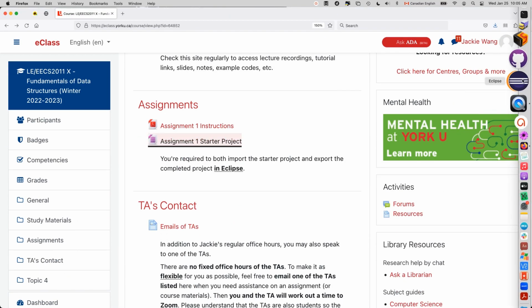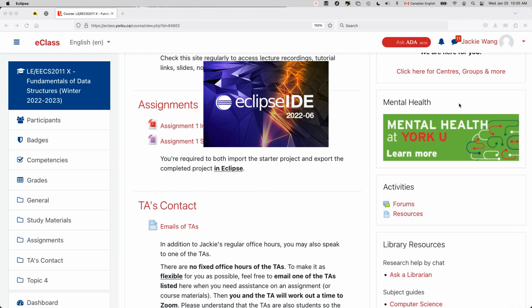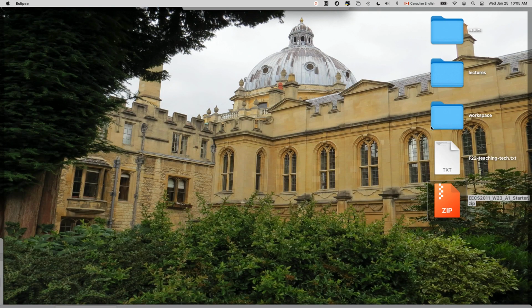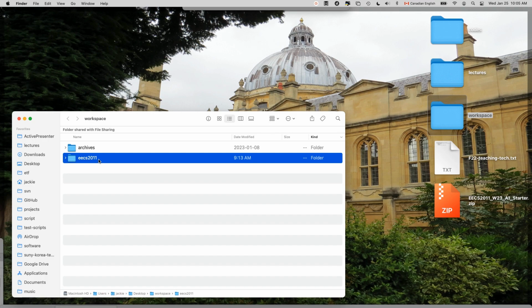Okay, I'll just show you what you're supposed to do just to get you started. Launch Eclipse, and presumably you created a folder maybe called 2011 workspace, right? It's a little bit small here, but for example, on my computer, under workspace, I got EECS2011. The name is completely up to you, okay?